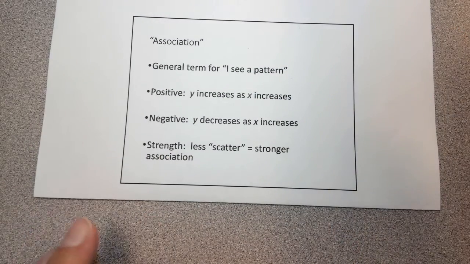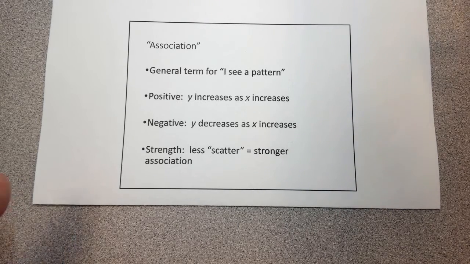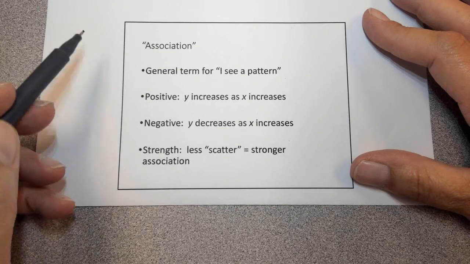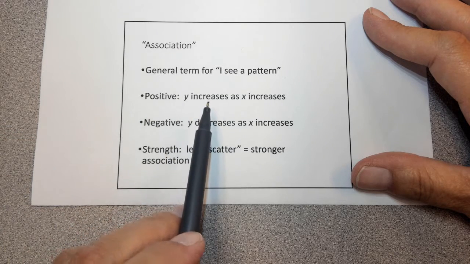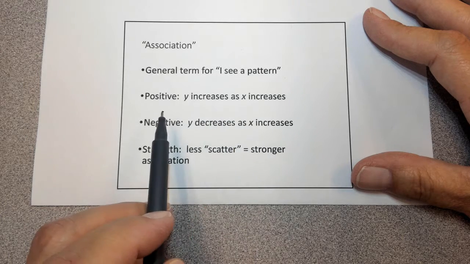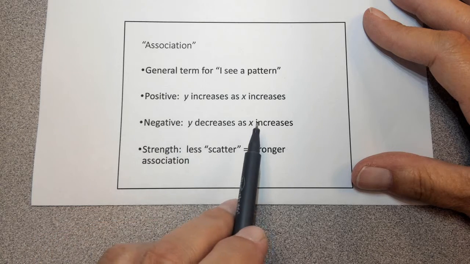The word association, we've seen that before, is a general term that means I see a pattern in statistics. Don't make more of it than that. It just means there is a pattern that is discernible in that scatter plot. You guys already know, I'm pretty sure, that if you have a positive or increasing pattern, when y increases as x increases, so the points generally go up and to the right, that's a positive association. Negative goes down, y decreases as x increases.